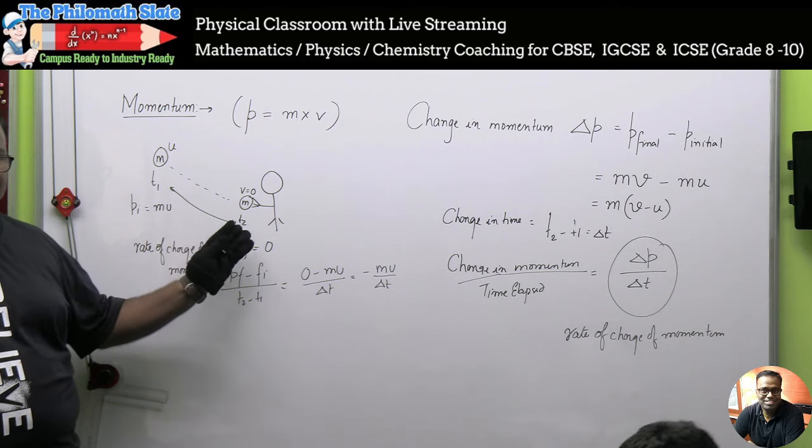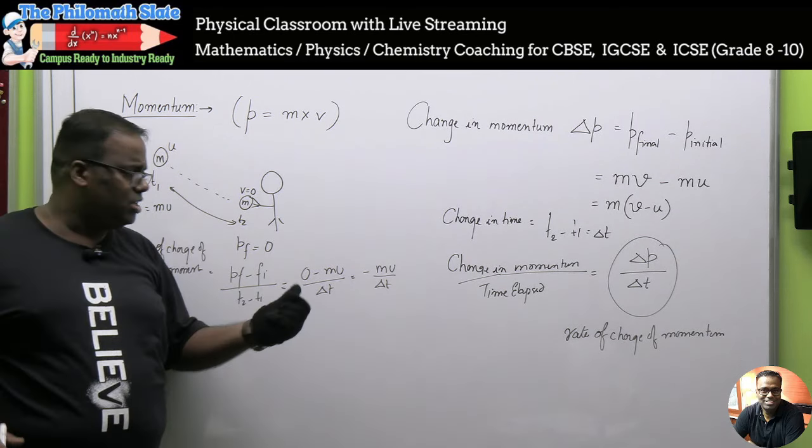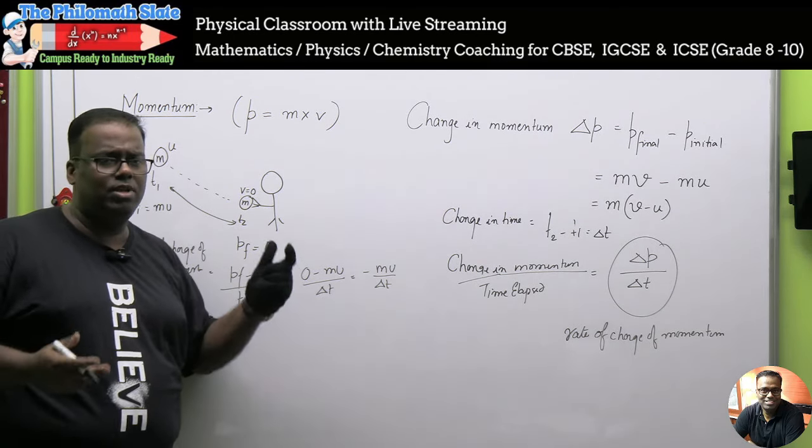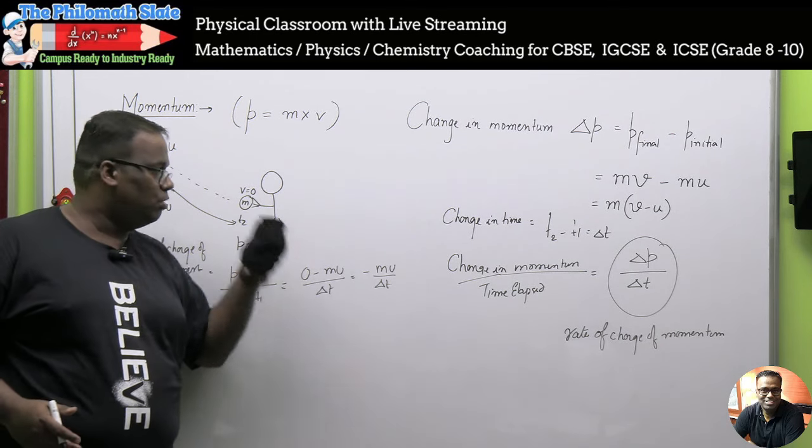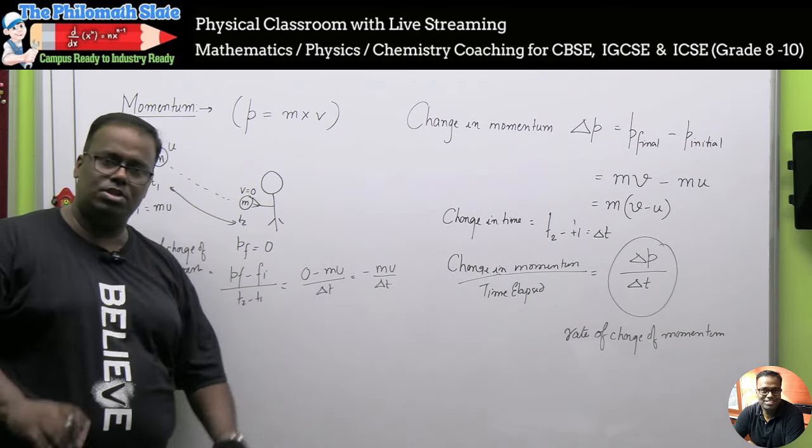Momentum is reducing. Think of it like negative acceleration, dv by dt. If this is negative, what does that mean? The velocity decreases. So the momentum is decreasing. Here it is becoming 0. Change in momentum, did you understand?